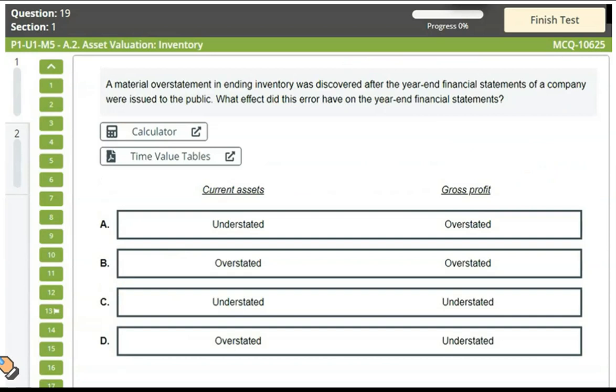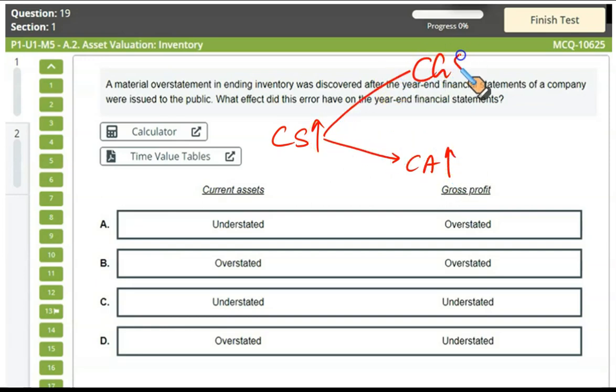Next, a material overstatement in the ending inventory was discovered. Whenever closing stock is overstated, a higher closing stock means your current assets would be overstated. A higher closing stock means your cost of goods sold will be understated, and a lower cost of goods sold means you will have a higher gross profit, a higher net profit, a higher level of retained earnings. This is the chain of things that move forward.